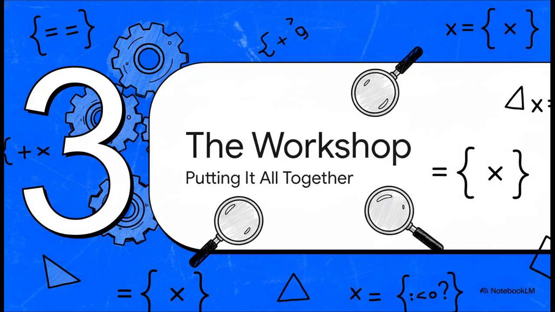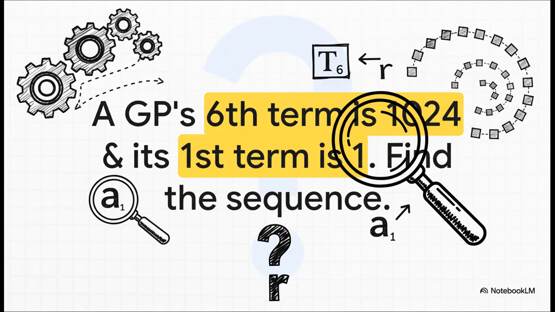All right, workshop time. We've defined what a GP is, we've got our main formulas, and we have our special properties. We have officially built the complete toolkit. So now, let's put it all together and walk through a full problem from start to finish. So, how do we attack this? The first step, every single time, is to decode the problem. You've got to play detective. What information are we given, and what exactly are we trying to find?